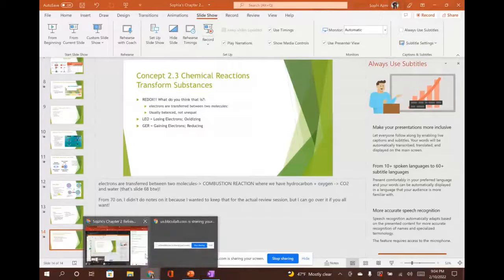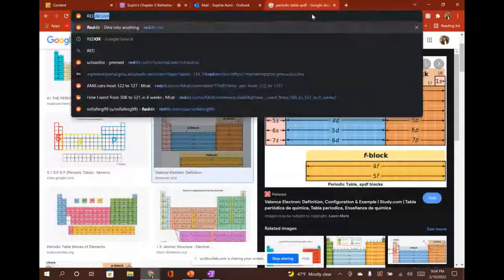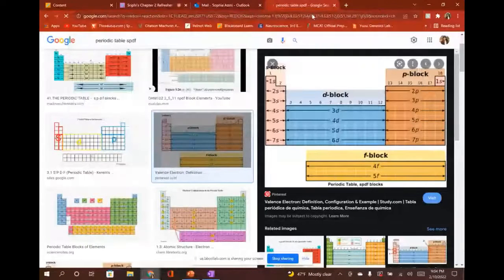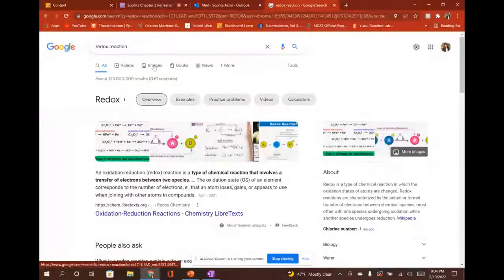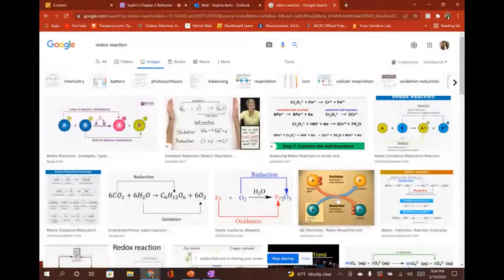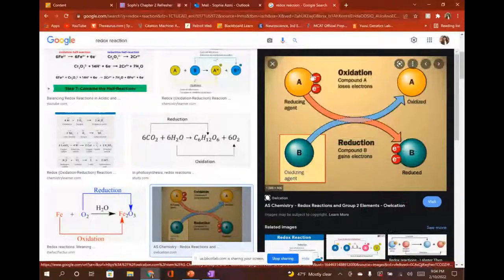I think I had actually an image here that I could show you. Redox reaction. I can show it to you actually really quickly here. This is one thing that I like about teaching online, is that I can show you guys images really quickly versus when I was teaching in person. It was very hard. So you can see here, this is a really good image of that actually.